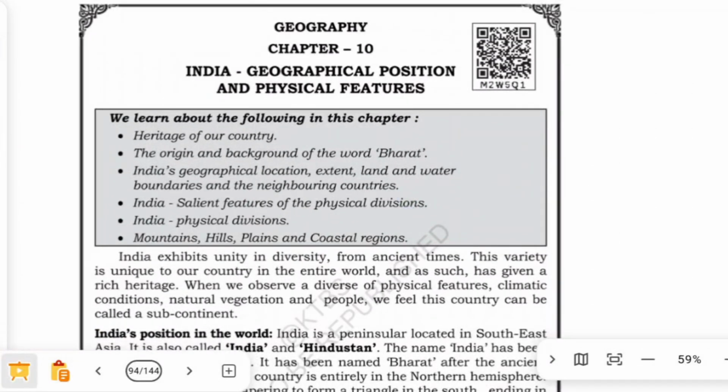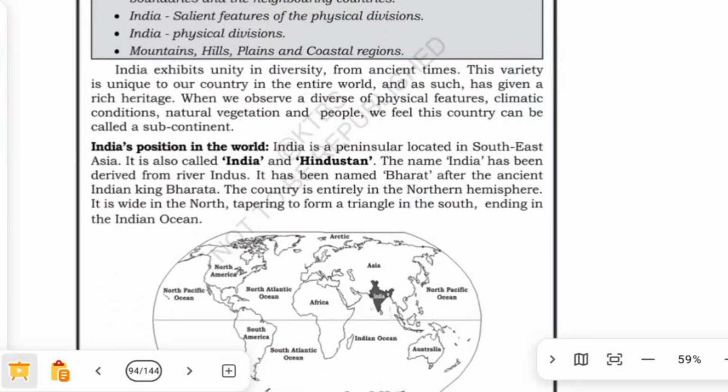Hi everyone, welcome to the new episode of Geography, Chapter 10: India, Geographical Position and Physical Features. Let us understand about India and the physical features of India.